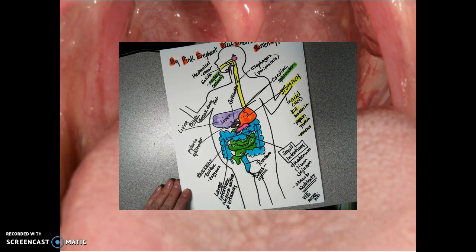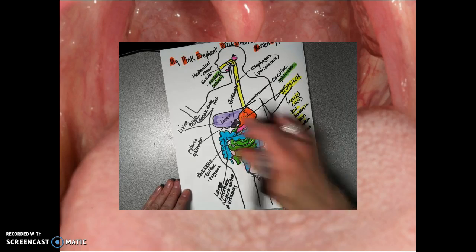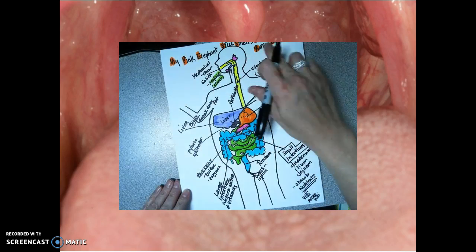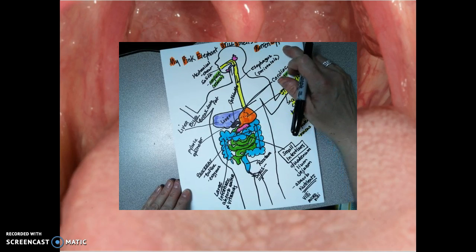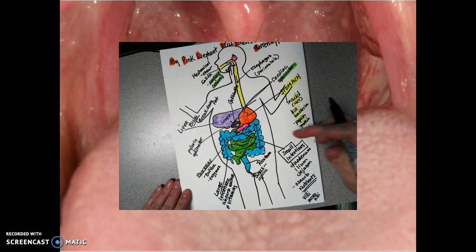So that is going to give you the gist of the digestive system and what each of these main parts are. Remember, my pink elephant still smells like rotten apples is how you remember the main organs. And your accessory organs would be things like your salivary glands, the pancreas, the liver, and the gallbladder. Okay, hopefully that made sense.